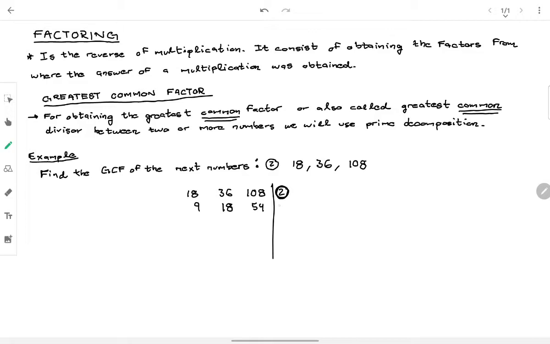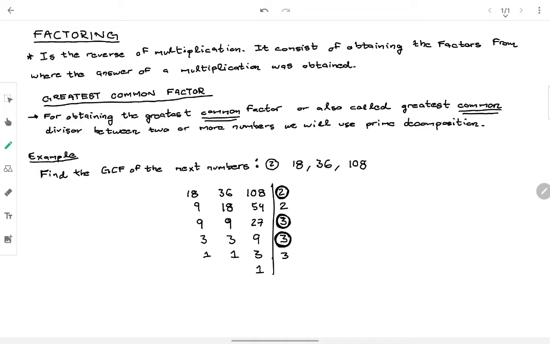Then we can continue with number 2, and it's going to be 9, 9, and 27. This number 2 is not a common factor because it only divides 2 terms, not the 3 of them. Then we will use 3, which will divide every term, because it's going to be 3, 3, and 9. Again, we will divide by 3, and this 3 will also be dividing every term. So it's going to be 1, 1, and 3. Then we use number 3, but it only divides the last one.